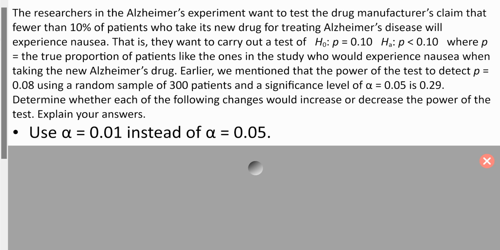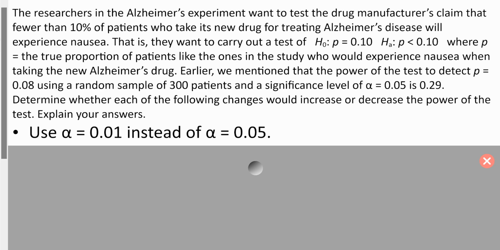Earlier we mentioned that the power of the test to detect P equal to 0.08, using a random sample of 300 patients at a significance level of 0.05, is 0.29. Okay. Determine whether each of the following changes would increase, decrease the power, or maybe keep it the same. And explain. So let's say we used alpha as 0.01 instead of 0.05.